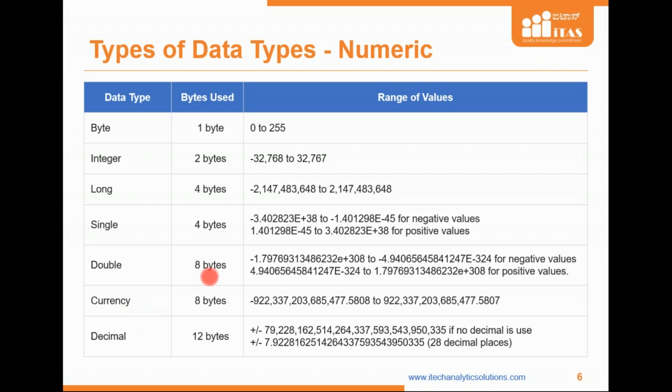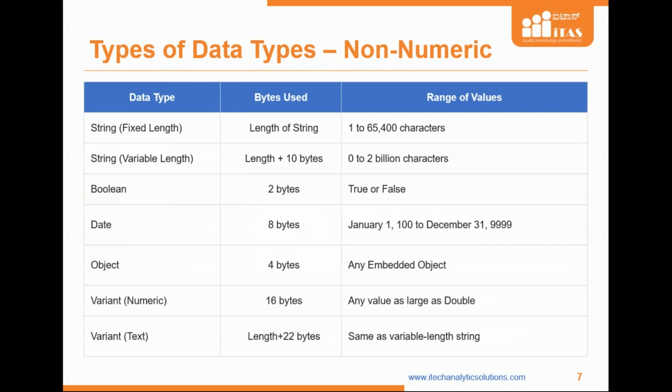Next, I have a few more things. I have boolean, which is used for true or false. Then date, which I have for storing the date. Then I have objects, which I'll be using for storing workbook or worksheet or columns or rows or range or whatever, which are actually objects.